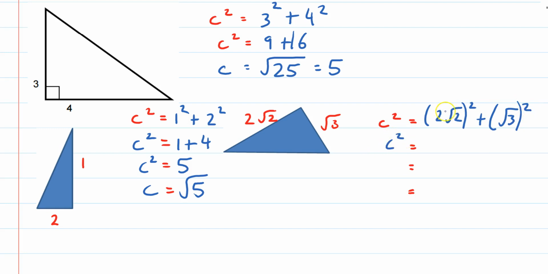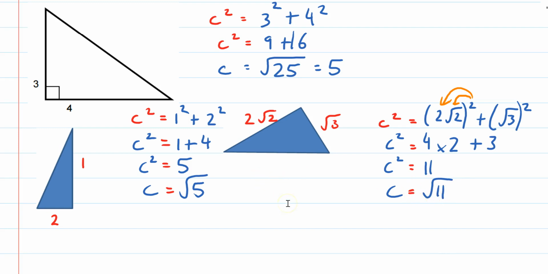This is where it gets a little tricky. Here, we need to square both of these values. So, 2 squared is 4. The square root of 2 squared is 2. The square root of 3 squared is just 3. So now we've got 8 plus 3, which of course is the same as 11. So c equals the square root of 11. And we can leave that answer just like that.